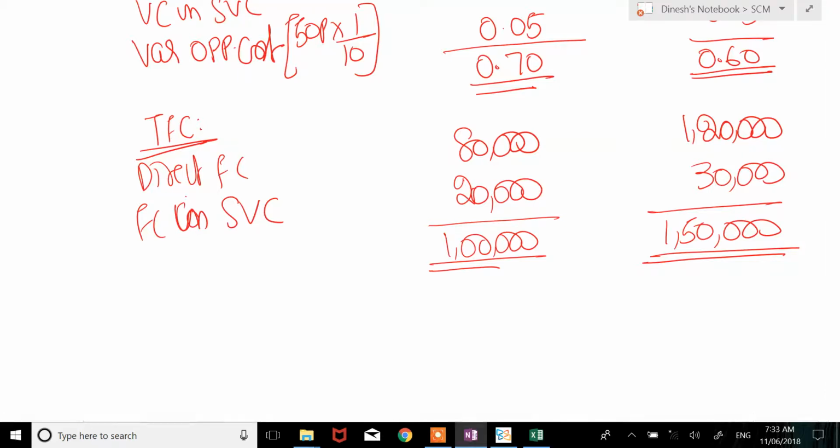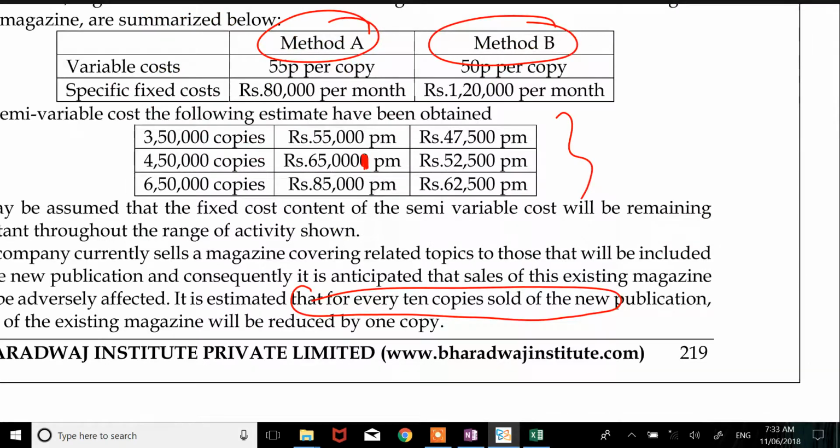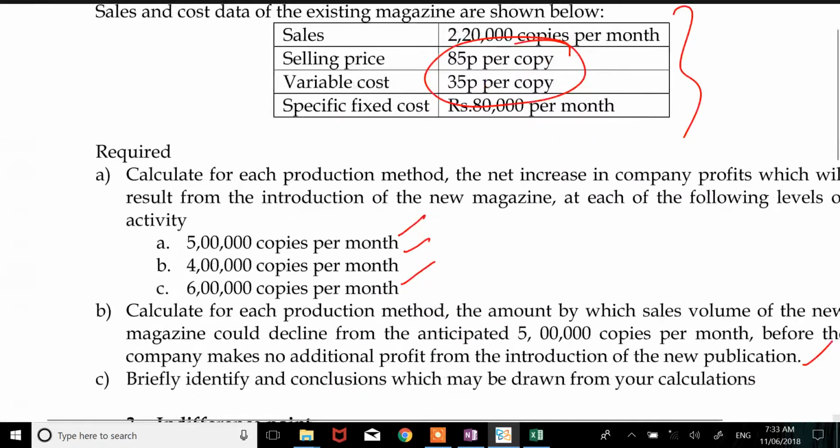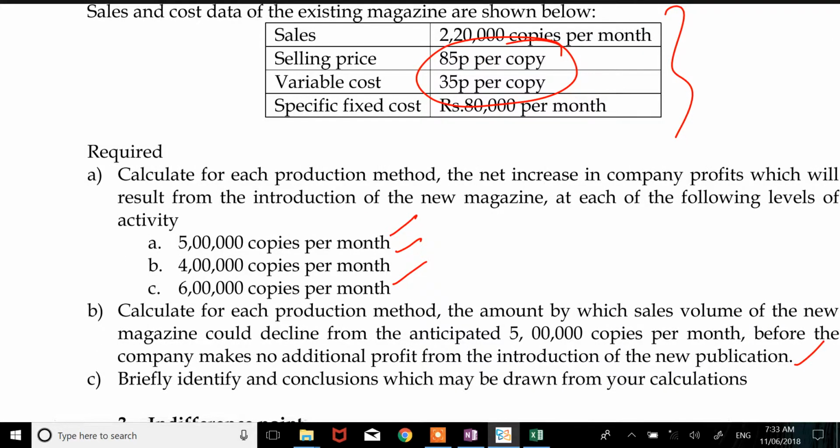Any doubts on this? Now the requirement of the question is: calculate for each production method the net increase in company's profit which will result from the introduction at 3 levels: 5 lakh copies, 4 lakh copies and 6 lakh copies. Next working note: calculation of incremental profits for both methods.